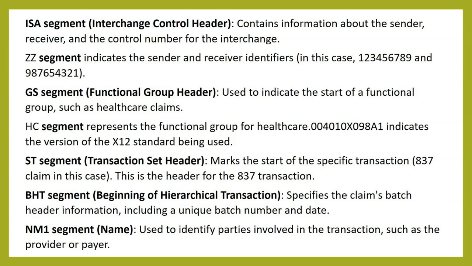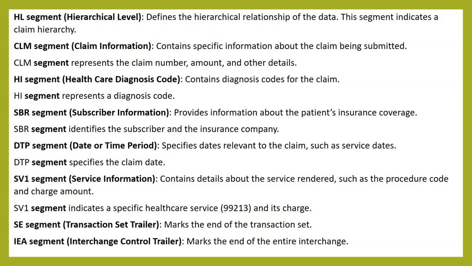ST segment, Transaction Set Header, marks the start of the specific transaction, 837 claim in this case. This is the header for the 837 transaction. BHT segment, Beginning of Hierarchical Transaction, specifies the claim's batch header information, including a unique batch number and date. NM1 segment, Name, used to identify parties involved in the transaction, such as the provider or payer. HL segment, Hierarchical Level, defines the hierarchical relationship of the data. This segment indicates a claim hierarchy.